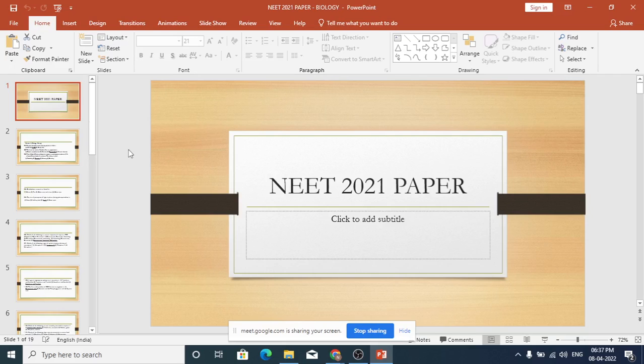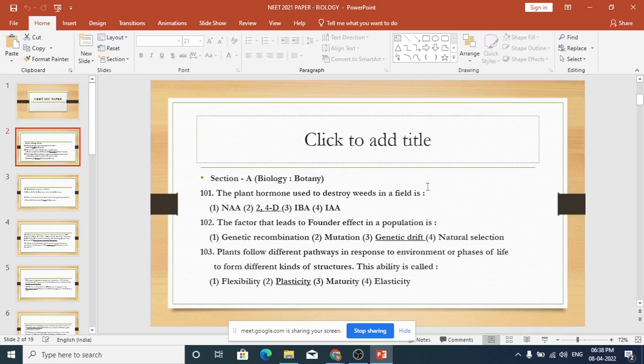Question paper. So this is the NEET 2021 paper. I have taken some questions here. Section A, because in each of the sections, each of the subjects, there are two sections, Section A and Section B. I don't know what is the meaning of it.